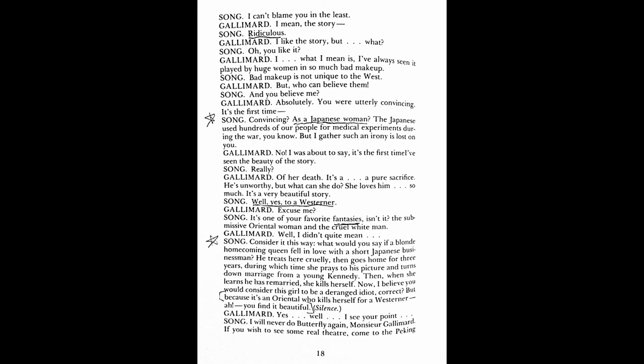Well, I didn't quite mean. Consider it this way. What would you say if a blonde homecoming queen fell in love with a short Japanese businessman? He treats her cruelly, then goes home for 3 years, during which time she prays to his picture and turns down a marriage from a young Kennedy. Then, when she learns he has remarried, she kills herself. Now, I believe you would consider this girl to be a deranged idiot, correct? But because it's an Oriental who kills herself for a Westerner, you find it beautiful. Yes, well, I see your point.